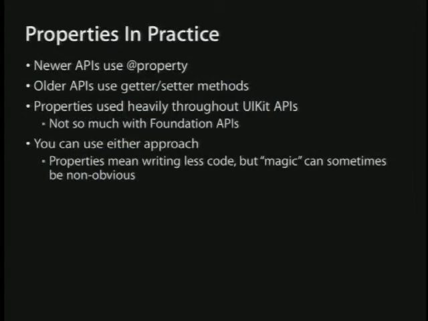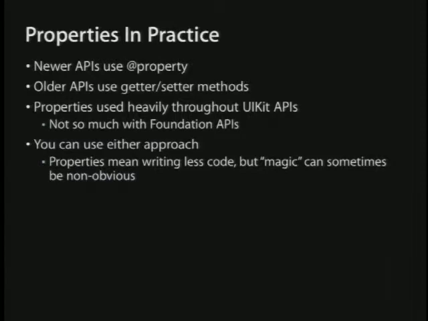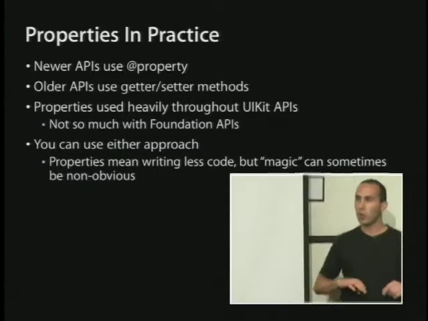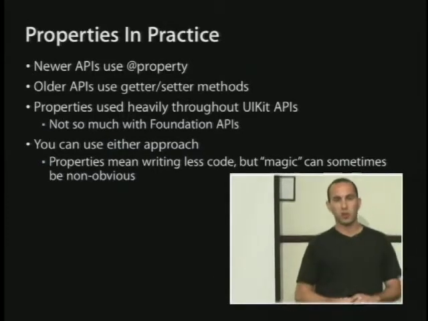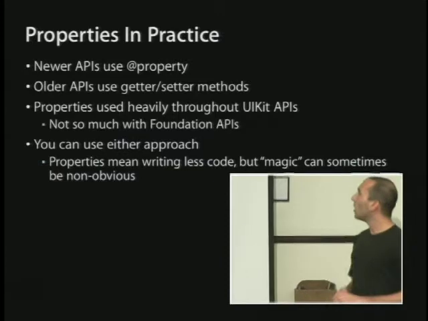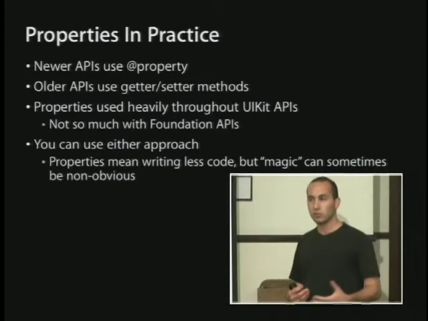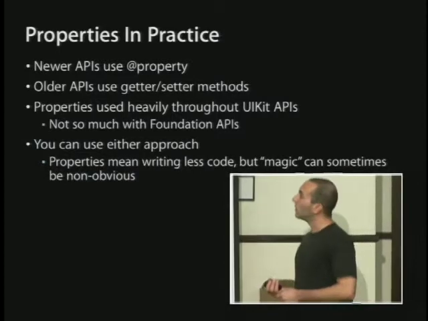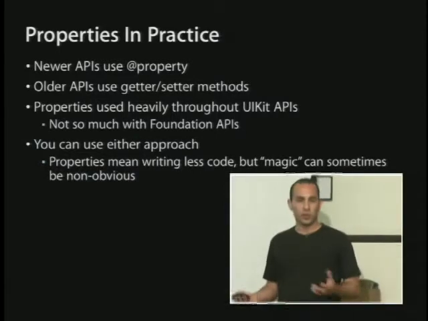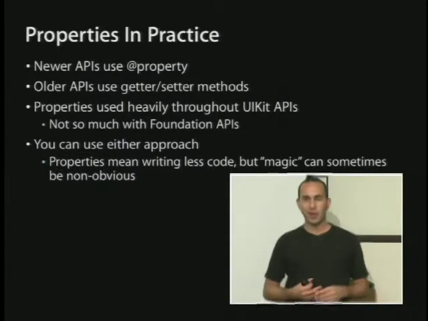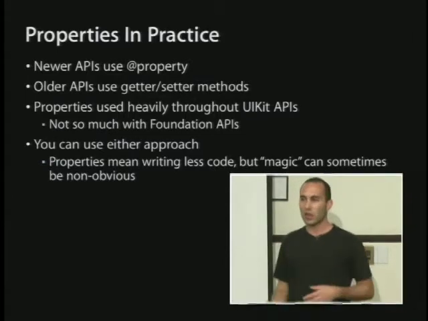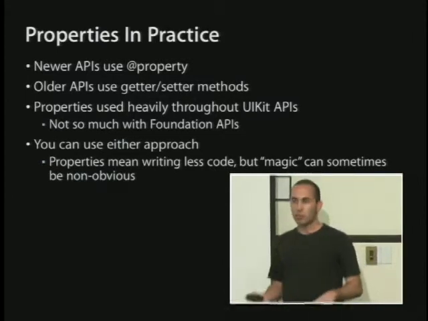All right, so properties in practice. What you'll find throughout the UIKit and Foundation APIs is that properties are an Objective-C 2.0 thing. It's pretty new, the last 2 years, I think. So newer APIs from Apple use properties fairly widely. Older ones do not use them because they weren't around at that time. Over time, they've been migrating some of the classes to using properties, but they're not all there.